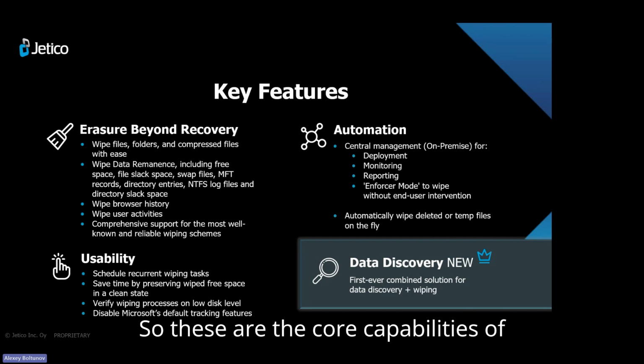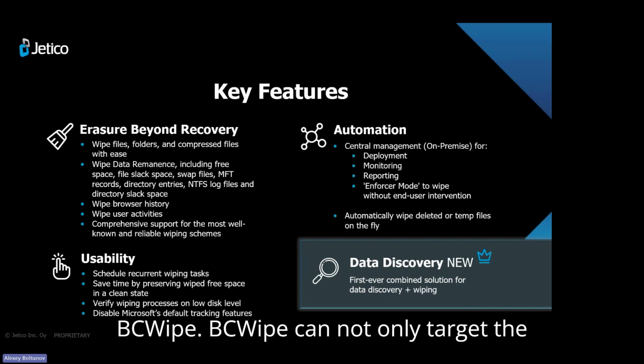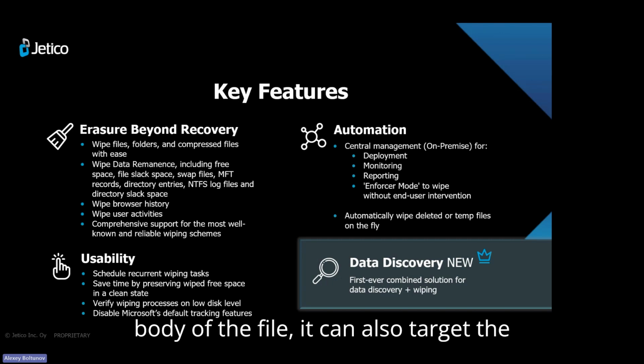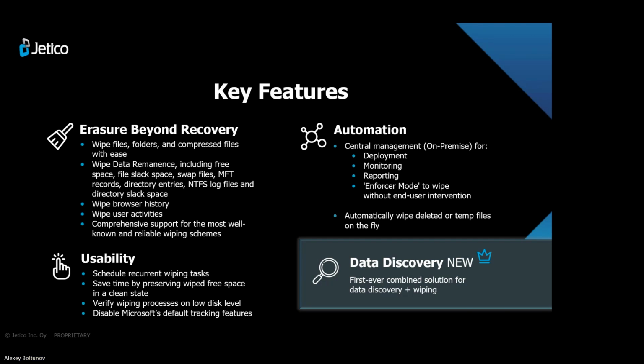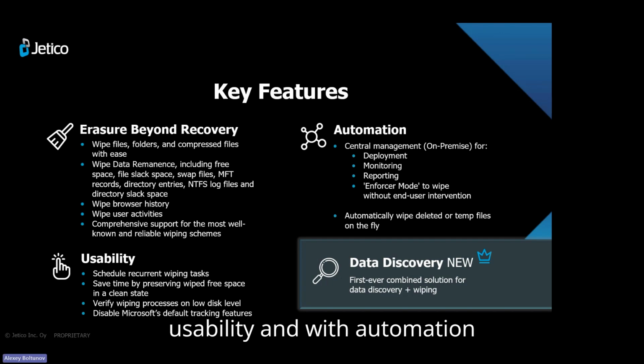So these are the core capabilities of BCWipe. BCWipe can not only target the body of the file, it can also target the metadata, it can also target the locations inside the OS that can link to this file. It can also target traces of previously existing files. And it does so with usability and with automation possibilities.